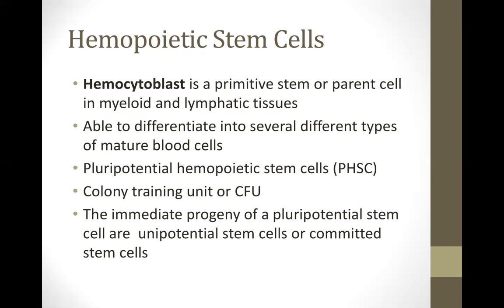Hemopoietic stem cells, the primitive stem or the parent cell in both myeloid and lymphatic tissues is known as your hemocytoblast. Okay? They are able to differentiate into several different types of mature blood cells, and they are known also as your pluripotential hemopoietic stem cells. So, hemocytoblast, they are immature, they are largest, pero pag sinabi mo hemocytoblast, dyan galing lahat. No?